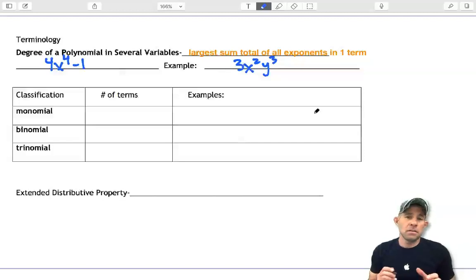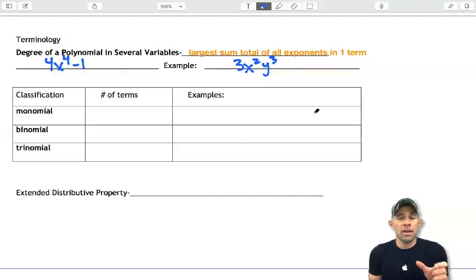Hey guys, today we're taking a look at multiplying polynomials. Now, yesterday we learned that the degree of a polynomial is simply the largest exponent in the polynomial. However, that's when we had a polynomial written in one variable. Today, we're going to take a look at the degree of a polynomial written in several variables. And we find out that the degree is simply the largest sum total of all exponents in one term.